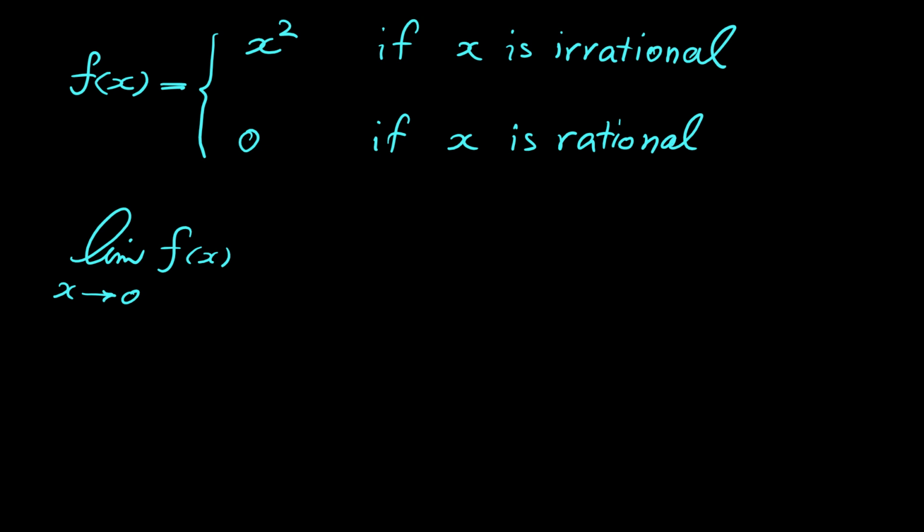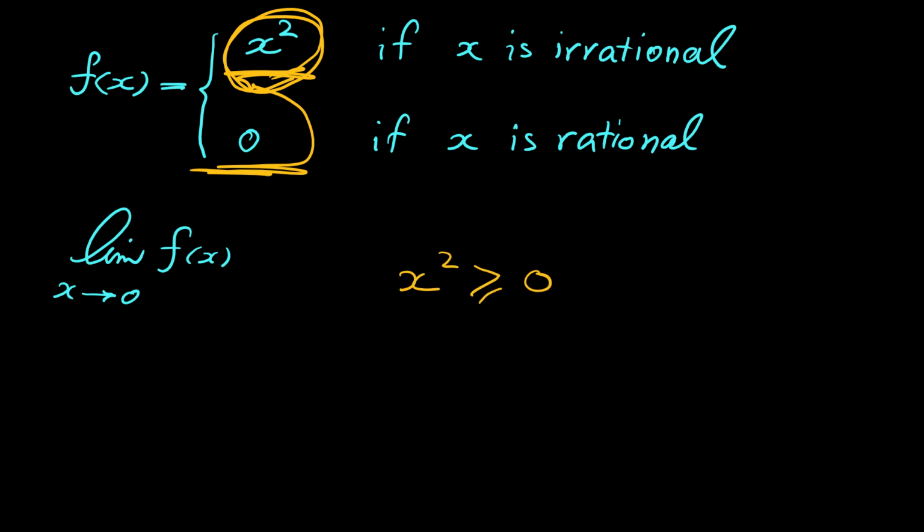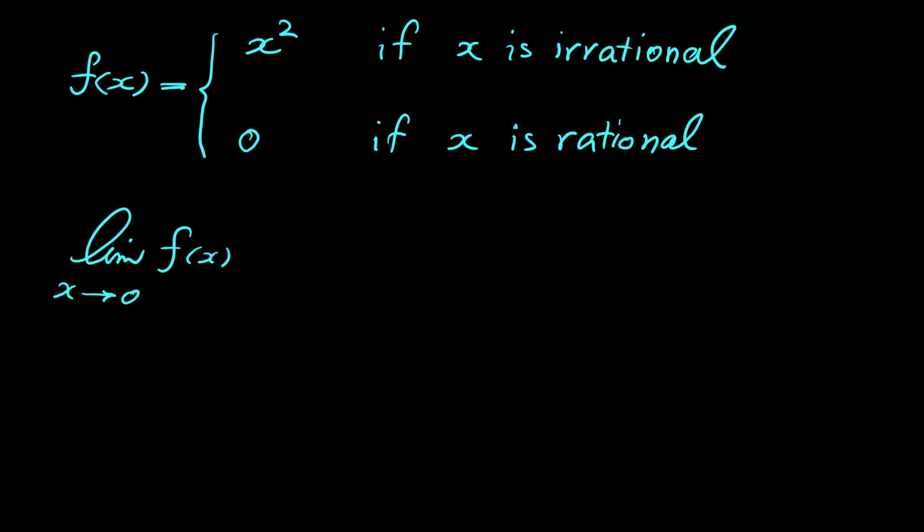Now attention. The function f of x is either x to the 2 or 0. And let me mention something to you. X to the 2 is always greater than or equal to 0. This should be clear, because any number other than 0 to the power of 2 is positive, and if x is exactly 0, 0 to the 2 is 0, so the equal sign here is for that reason. So it should be clear that x to the 2 is always greater than or equal to 0.